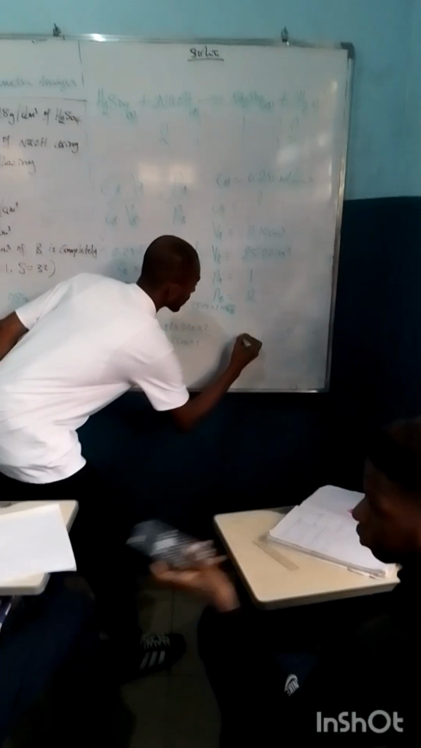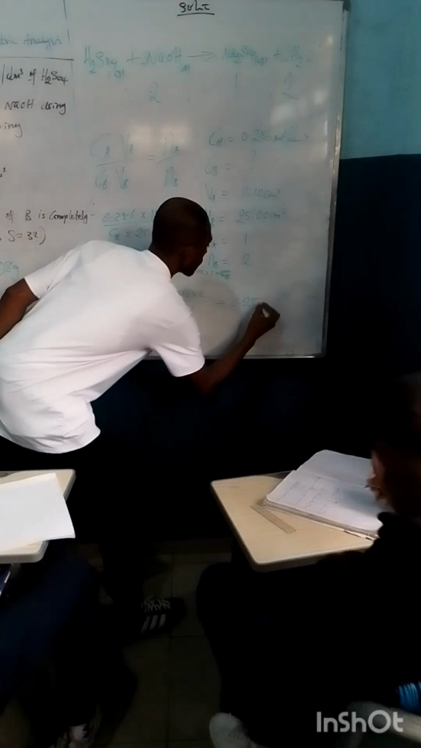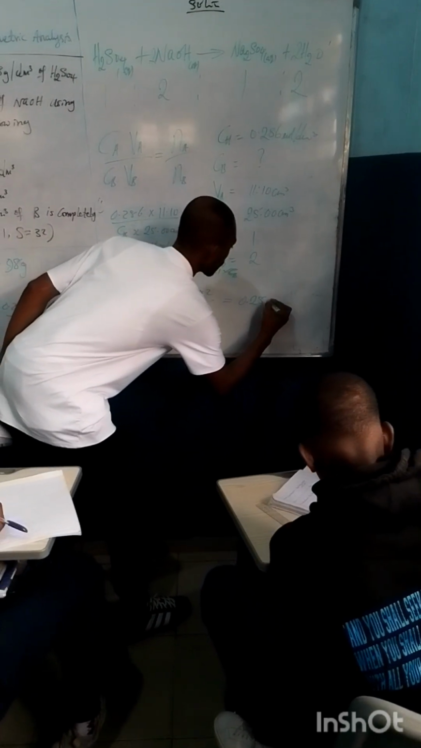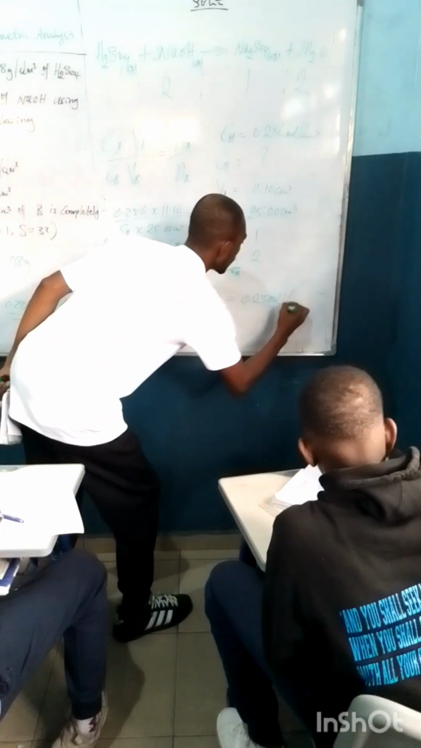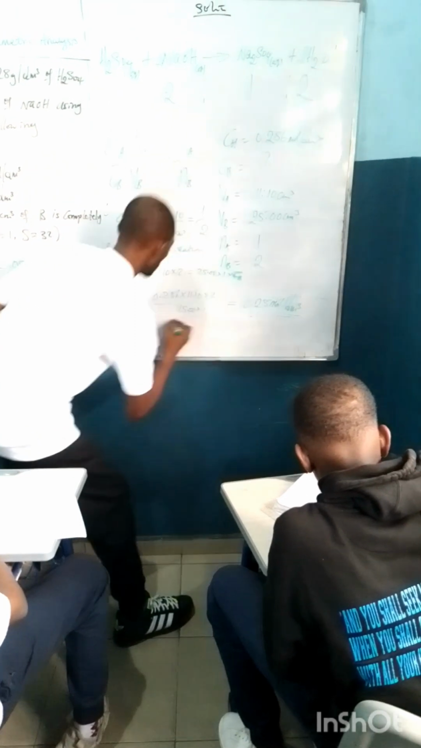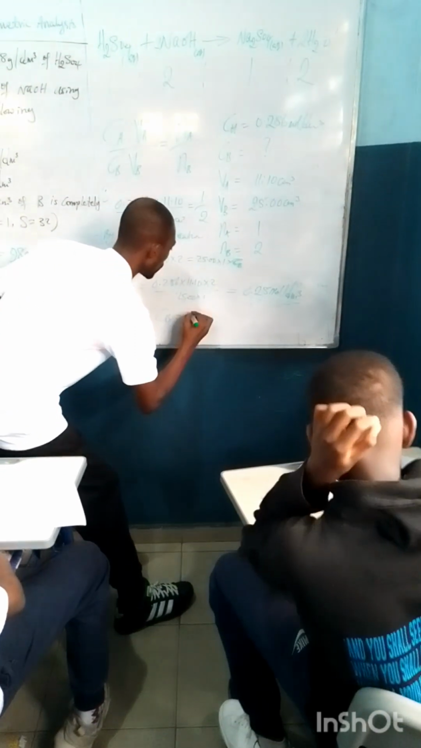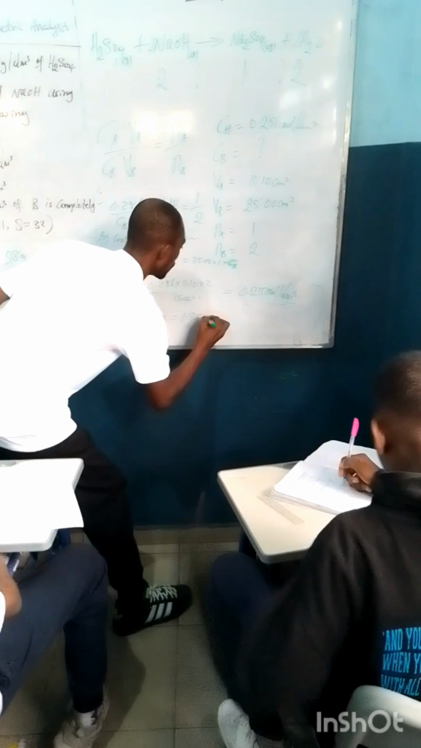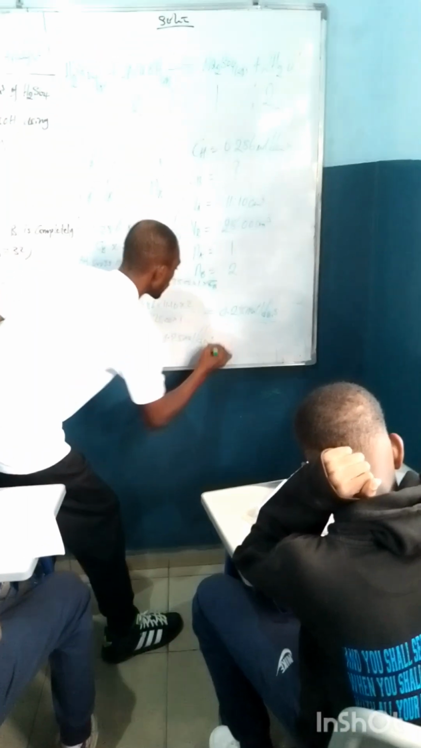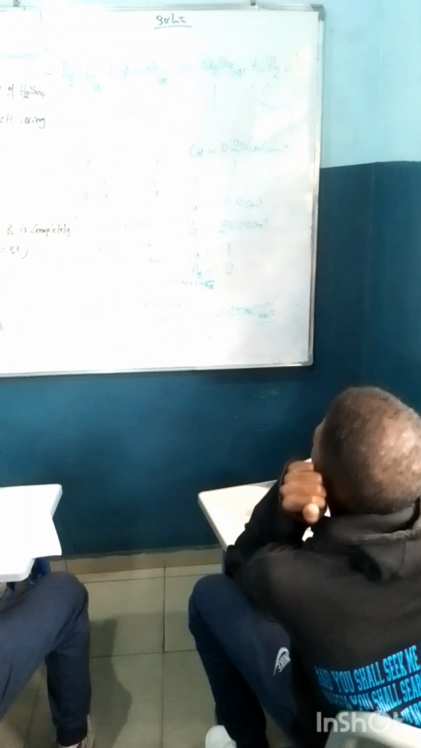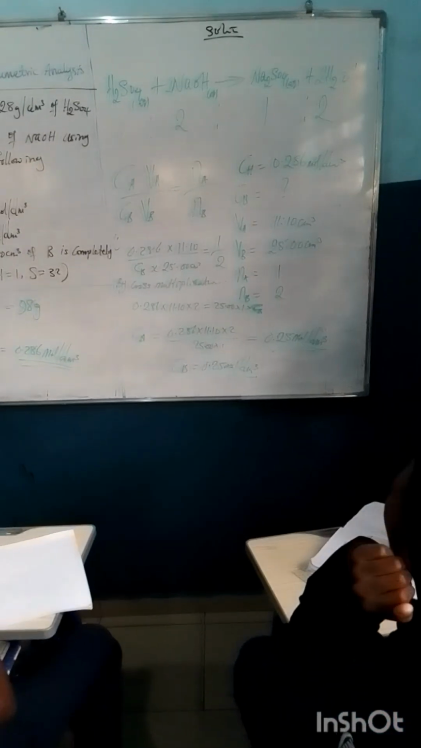Alright, so we have here 0.25 mole per dm cube. So our Cb is equal to 0.25 mole per dm cube. Always put the unit. Write down.